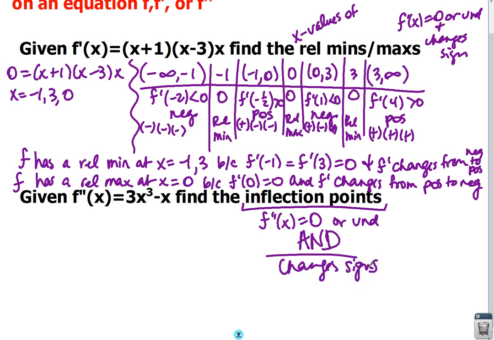That must be true. So let's check. So I already have, oh, look at that. I already have the second derivative. So f double prime of x is 3x cubed minus x.